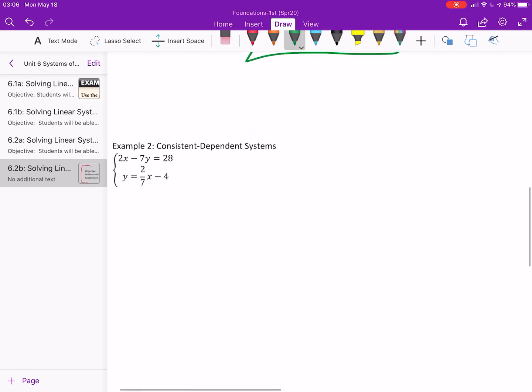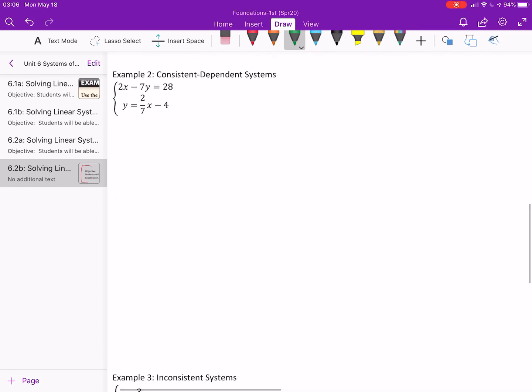Let's look at example 2, a consistent dependent system. Now, when you're doing these problems, they're not going to tell you that the problem is consistent dependent or consistent independent. You're going to have to figure that out on your own. I'm giving you the titles here so you know, hey, this is the type of problem that it is, so that way you can reference back in your notes later on. Okay? And so we've got 2x minus 7y is equal to 28, and y is equal to 2 sevenths x minus 4.